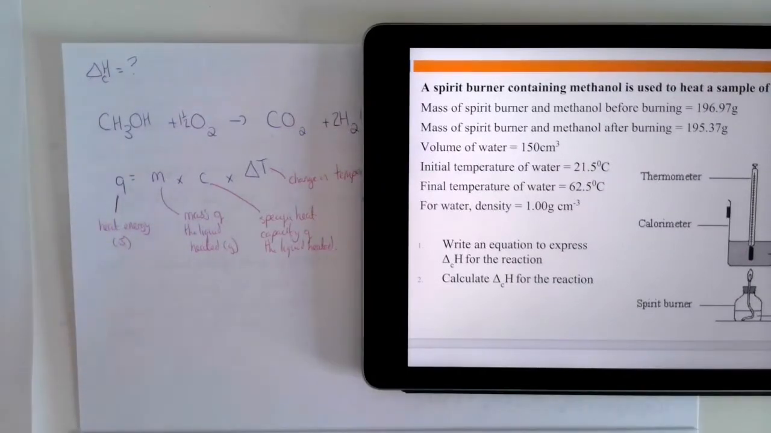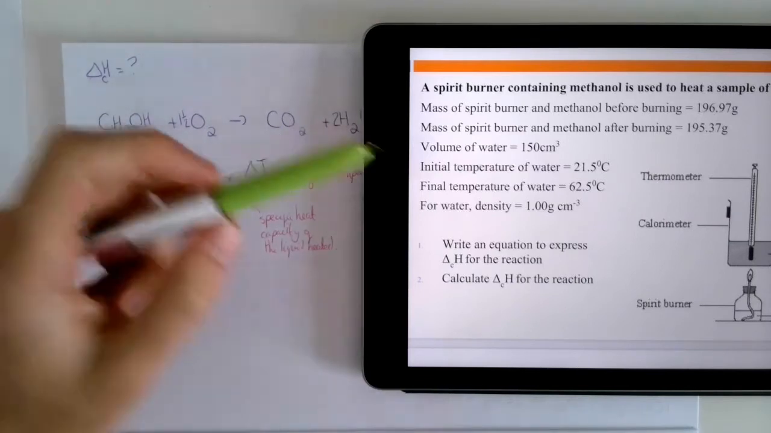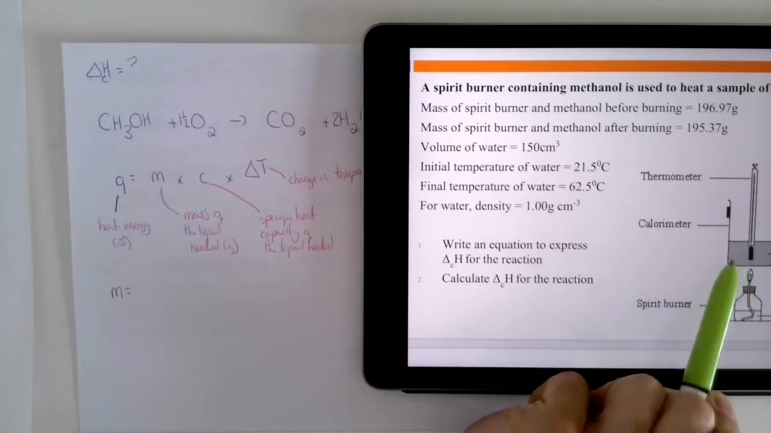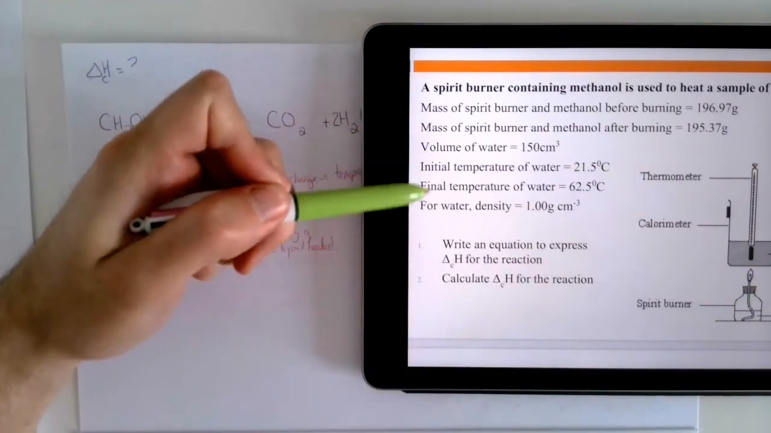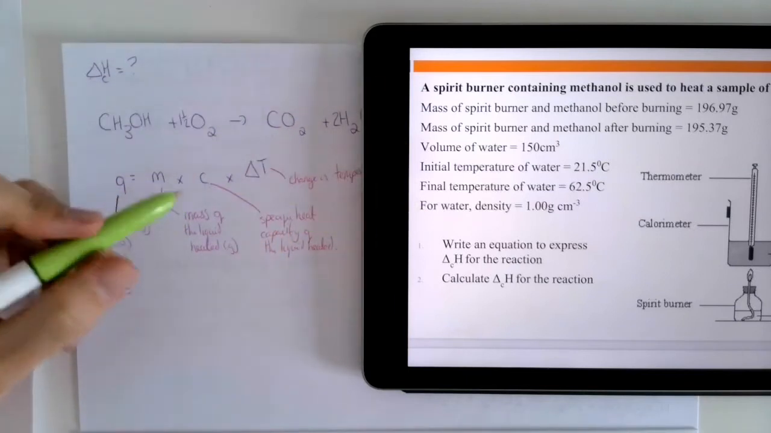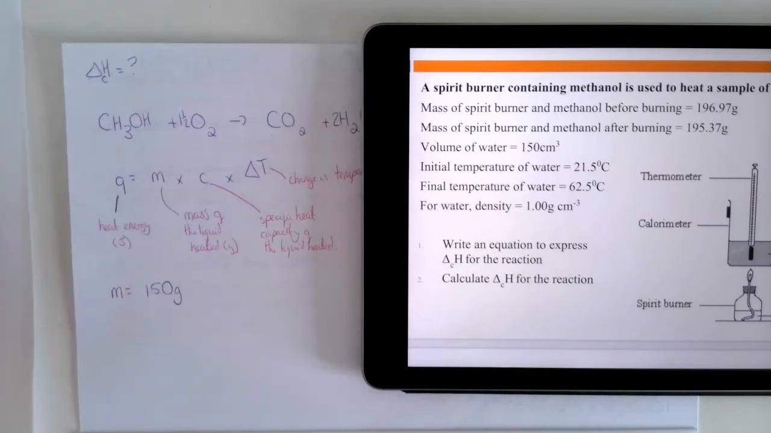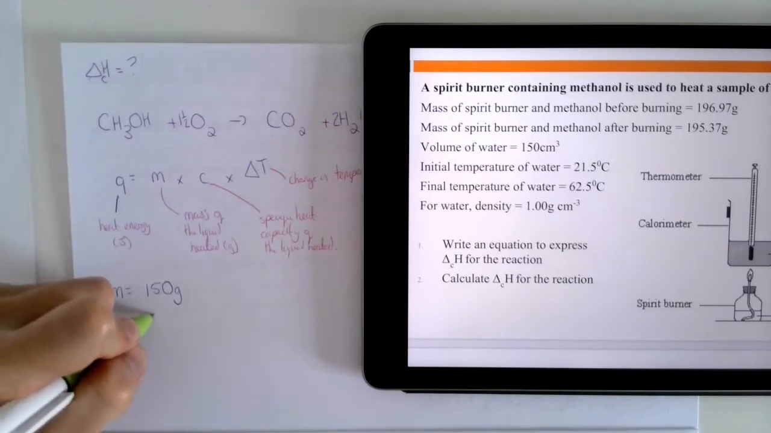If we work them out individually to begin with, m is the mass of the liquid being heated. We've got two liquids, the fuel and the water. We're concerned with the liquid that's being heated up, so the water. We worked out before that the volume of the water is 150 and the density is 1 gram per centimeter cubed, so the mass of the liquid being heated is 150 grams. c is the specific heat capacity of water. If you look in your data booklet, you'll see that it gives you the specific heat capacity of water, which is the liquid being heated. And I think, let me just check.